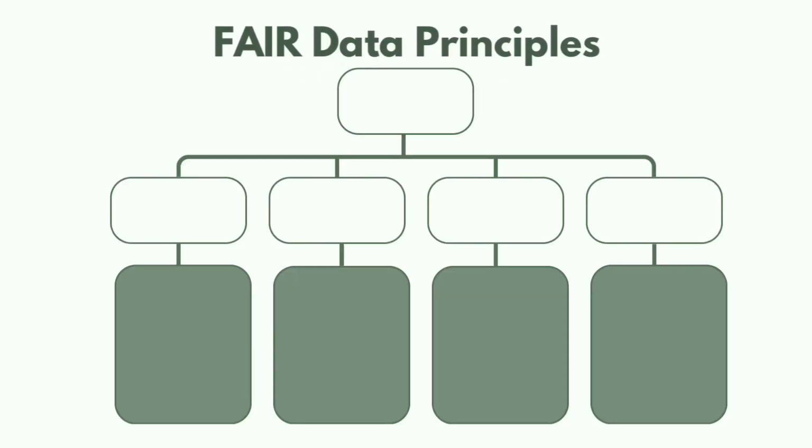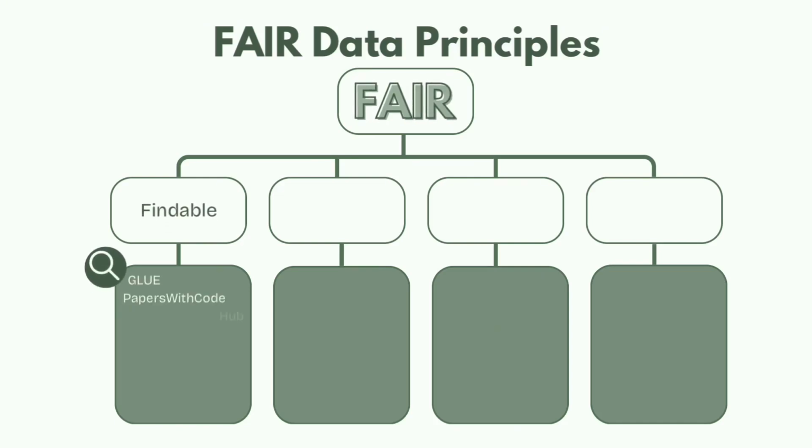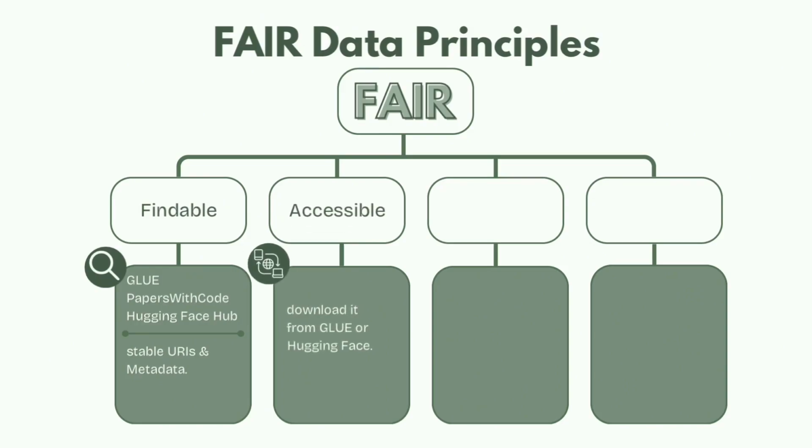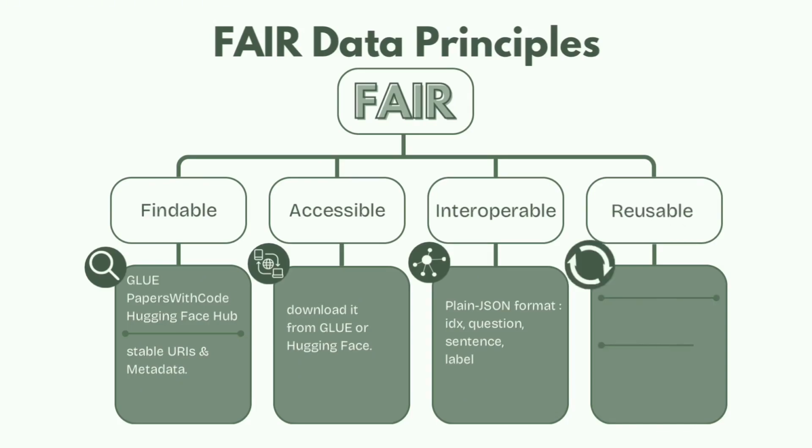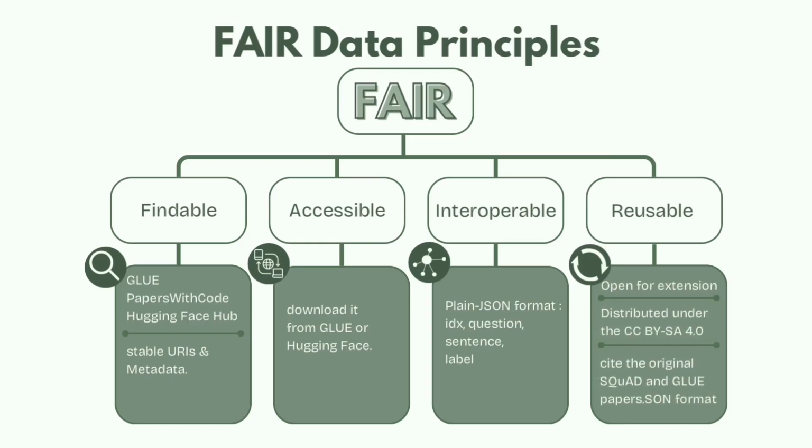Before we dive into the code, here's QNLI through the FAIR principles. It's findable since it's available on GLUE, Papers with Code, and Hugging Face Hub with stable URIs and metadata. It is accessible since you can download it from GLUE or Hugging Face. It is interoperable since its plain JSON format fits any NLP pipeline. And it's reusable since it's open for extension.